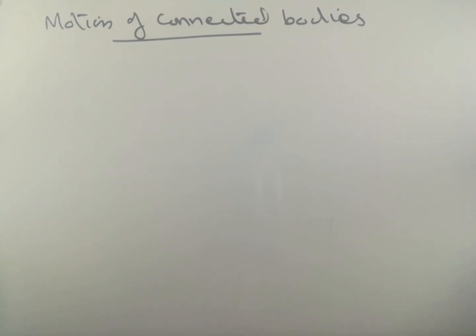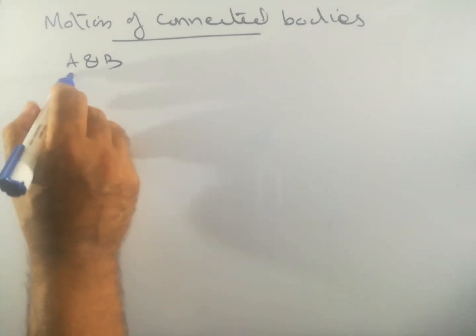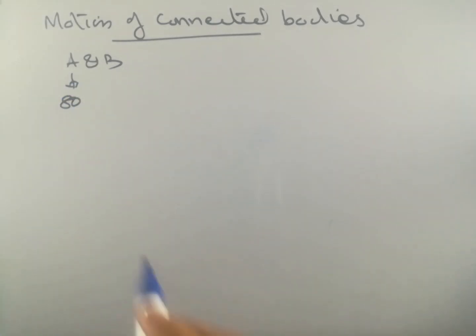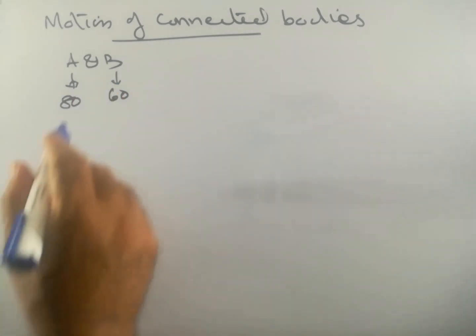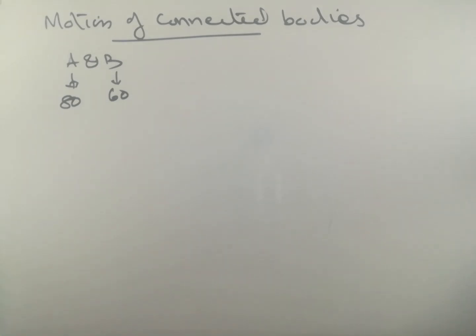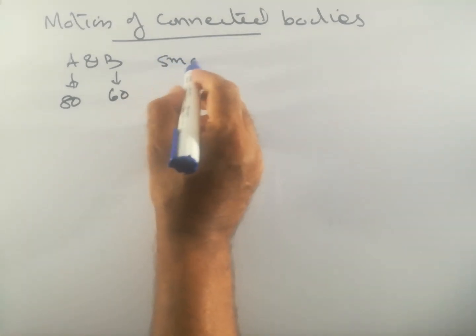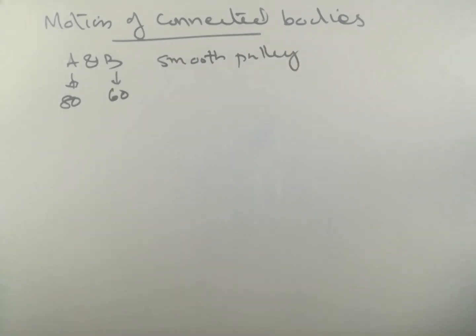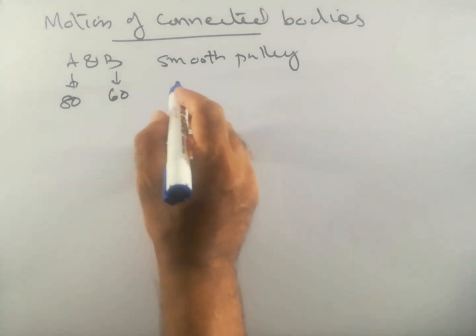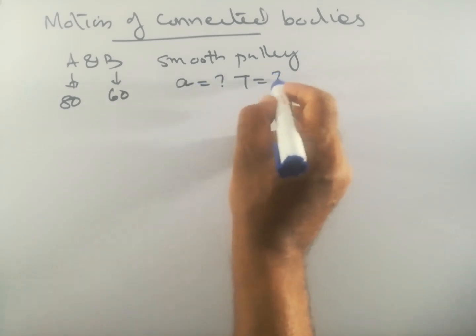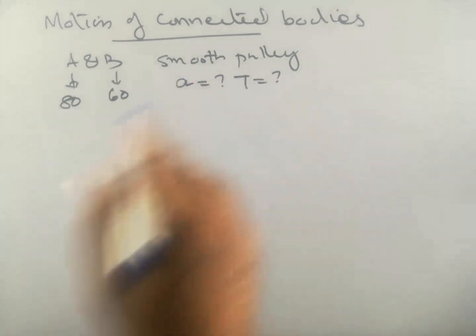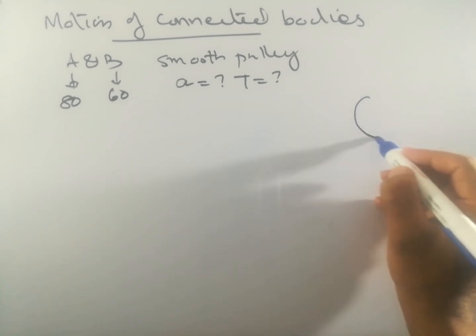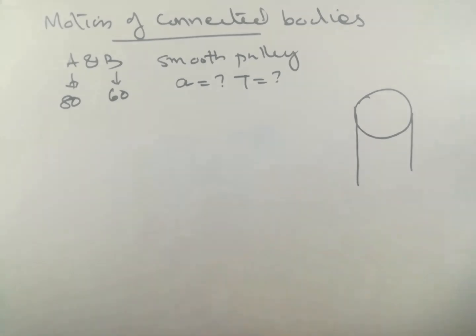So in this problem, two blocks A and B of weight 80 Newton and 60 Newton are connected by a string passing through a smooth pulley as shown in figure. Calculate the acceleration of the body and the tension in the string. So these are the two quantities we have to calculate. The given figure is like this.